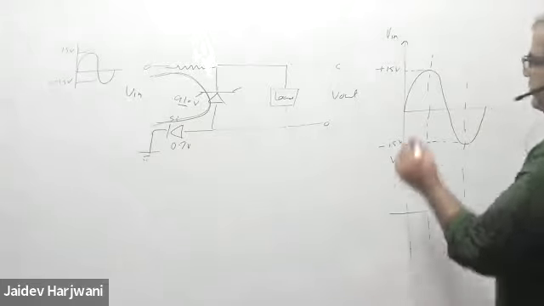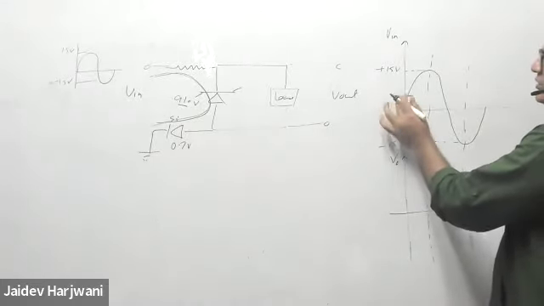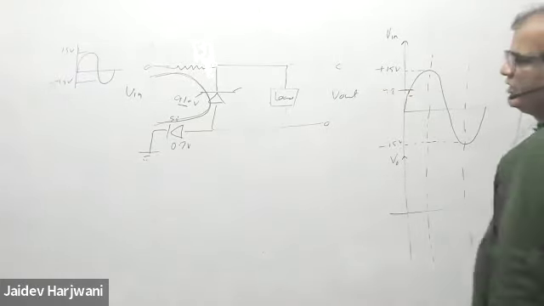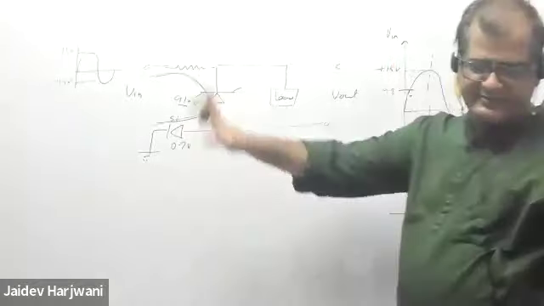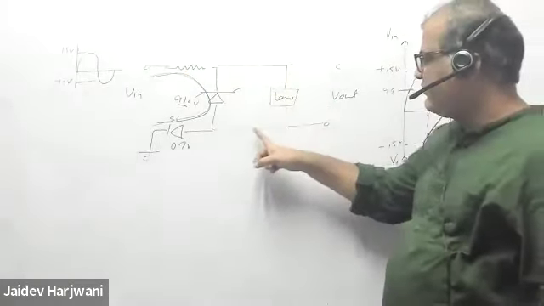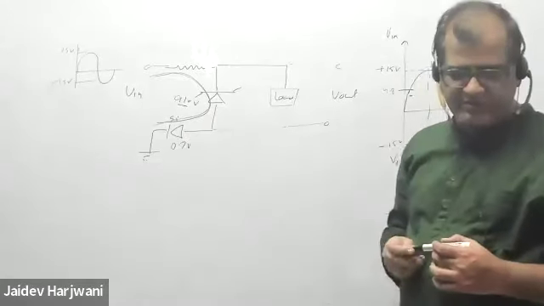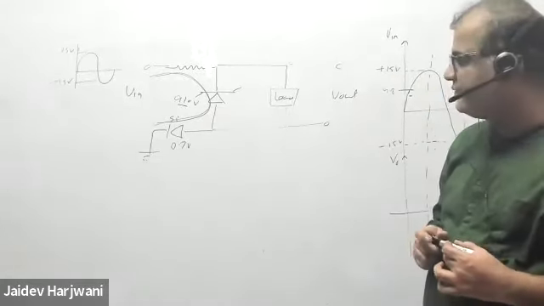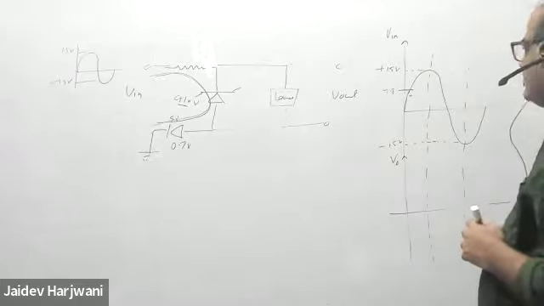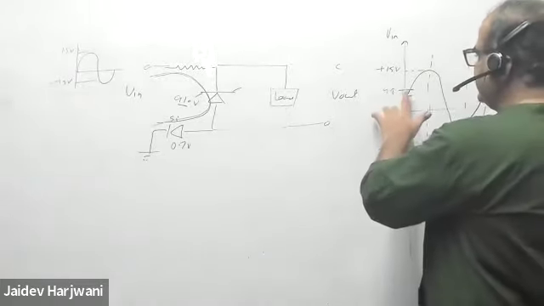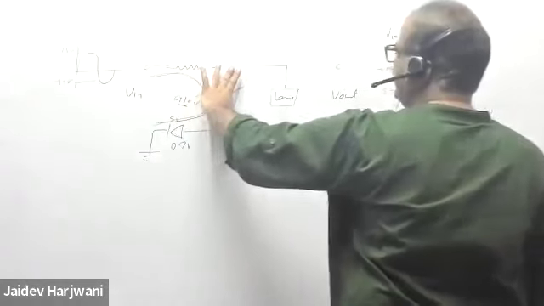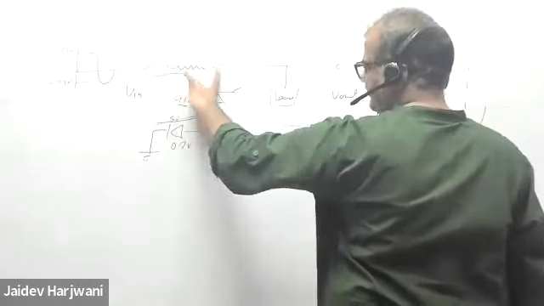If my input is less than 9.8 volt, this path cannot conduct. And if I want to conduct through the other path, I require only 0.7 volt. Once my input voltage becomes greater than 9.8 volt, obviously the V load will become 9.1 volt, because this is parallel to this one.